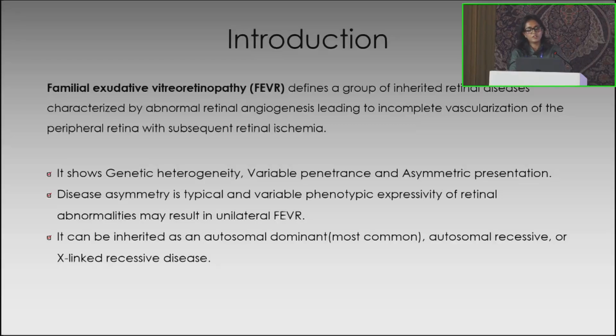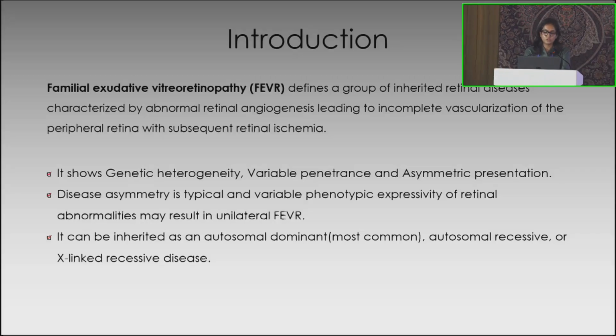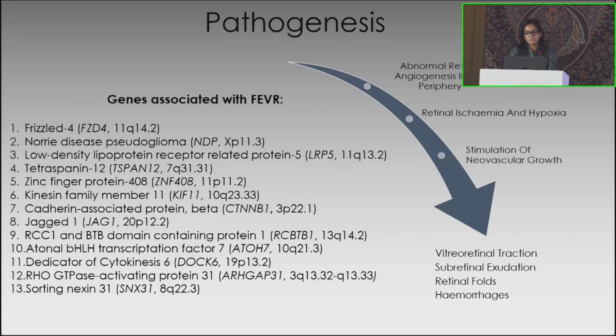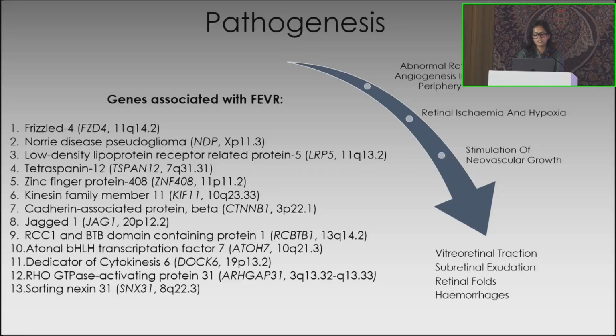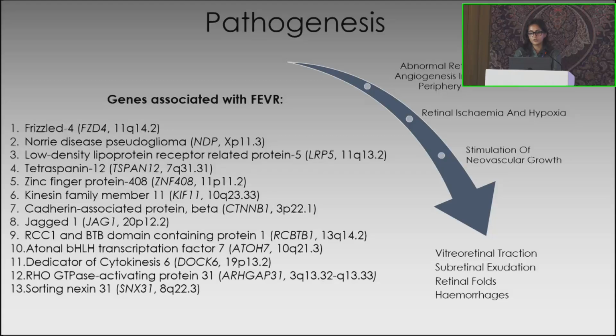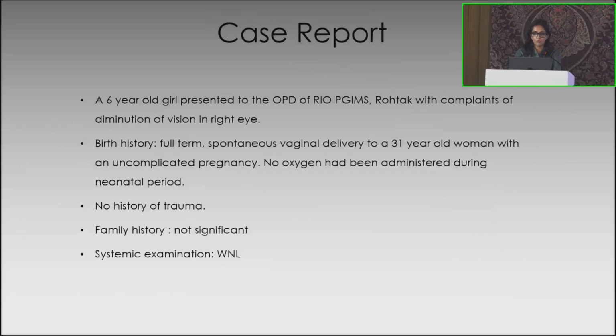Disease asymmetry is typical, and variable phenotypic expressivity of retinal abnormalities may result in a unilateral case. It can be inherited as autosomal dominant, which is the most common form, or autosomal recessive or X-linked recessive disease. The pathogenesis involves abnormal angiogenesis in the periphery resulting in ischemia, and ischemia leading to hypoxia, stimulating new vascular growth, which later results in vitreoretinal traction, subretinal exudation, retinal folds, and hemorrhages. And on the left, we can see the various genes that are involved.